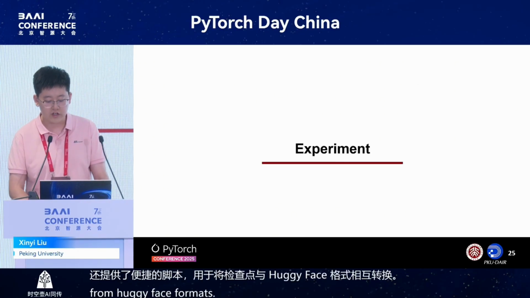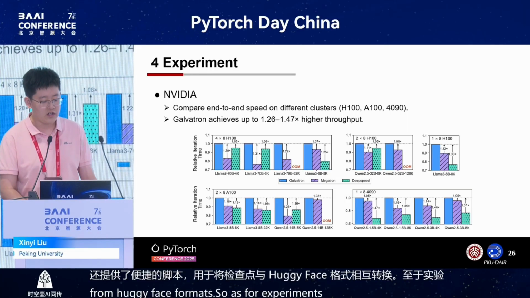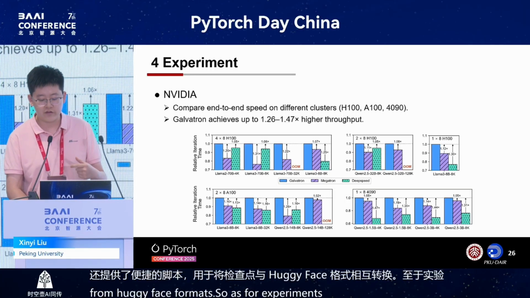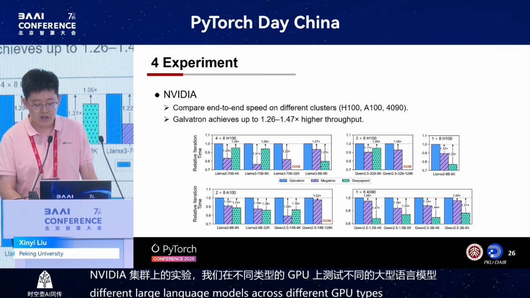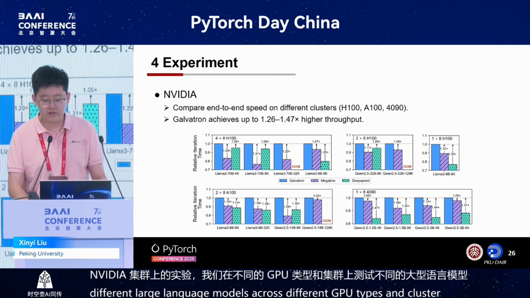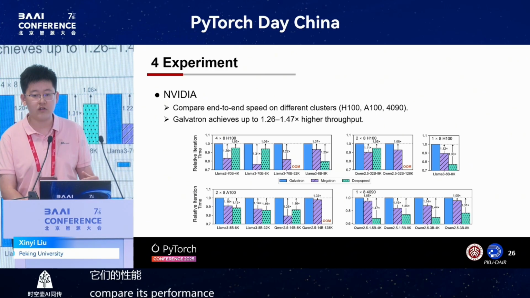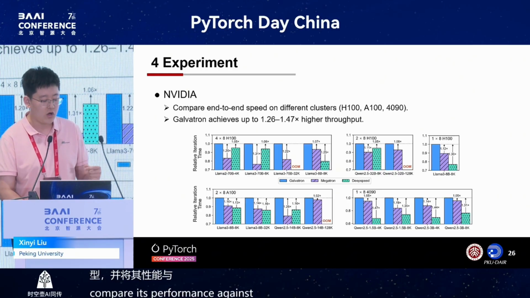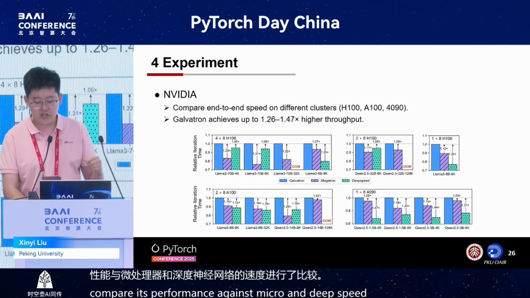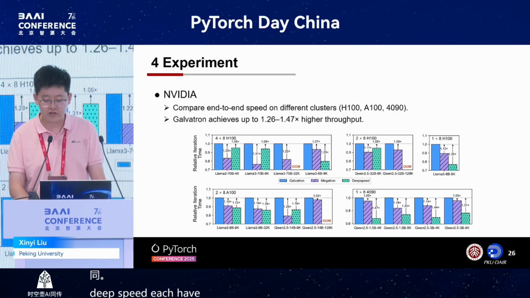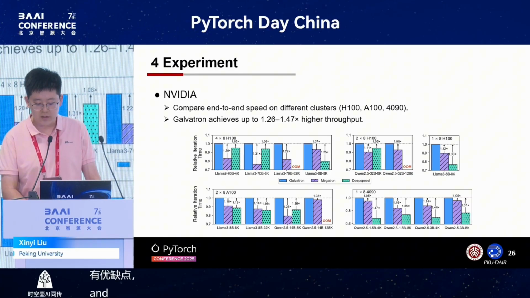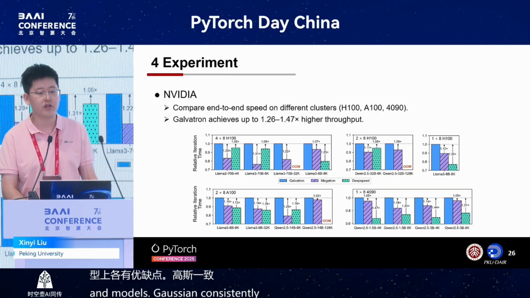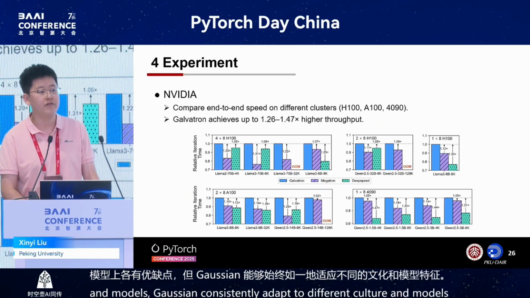So as for experiments, on NVIDIA clusters, we test different large language models across different GPU types and cluster sizes. We compare its performance against manually tuned Megatron and DeepSpeed. While Megatron and DeepSpeed each have their respective strengths and weaknesses across clusters and models, Galvatron consistently adapts to different cluster and model characteristics for superior efficiency.